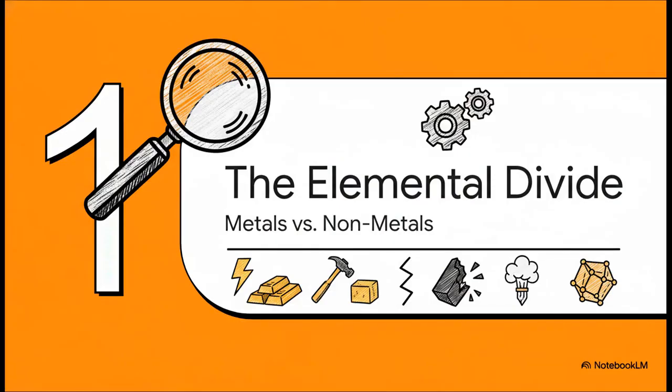To really get to the bottom of this, we first have to understand the biggest, most fundamental split in the entire world of elements. Pretty much every element you can name falls into one of two camps. This is where we line up our main groups of suspects, the metals and the nonmetals.